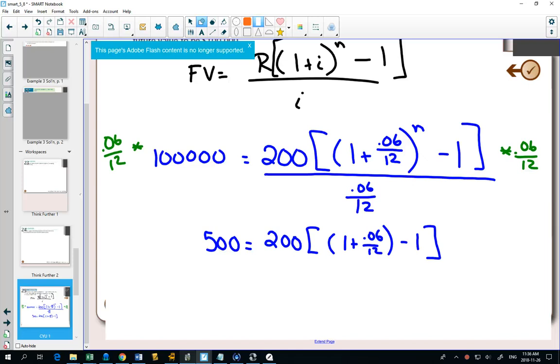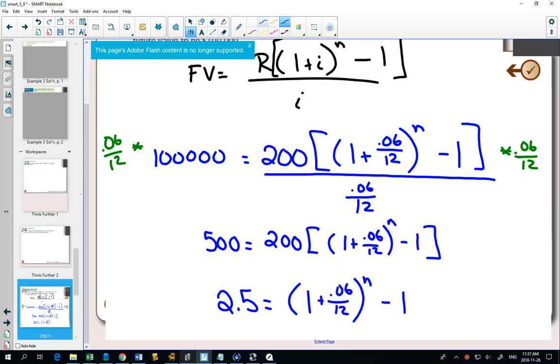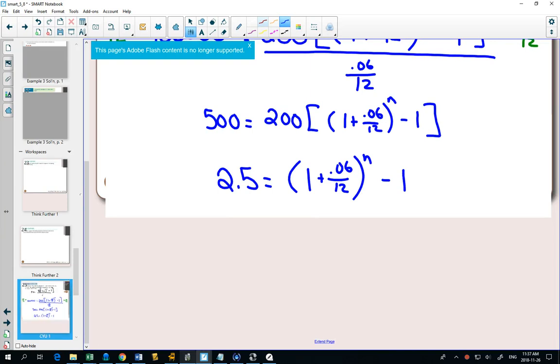Dividing both sides by 200, can you see that that would become 5 over 2? Are you okay if I just simplify that to 2.5? And once I divide by 200, can you see that I no longer need those square brackets? That I could just have 1 plus 0.06 divided by 12 to the n minus 1. What's the last thing I would do to simplify this to get my power by itself? Add 1 to both sides.